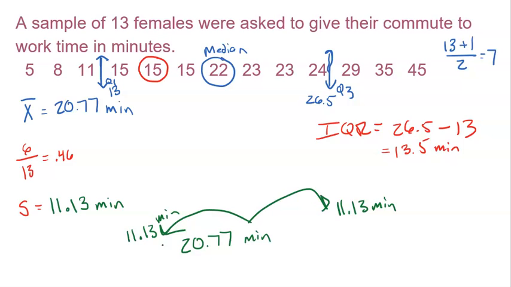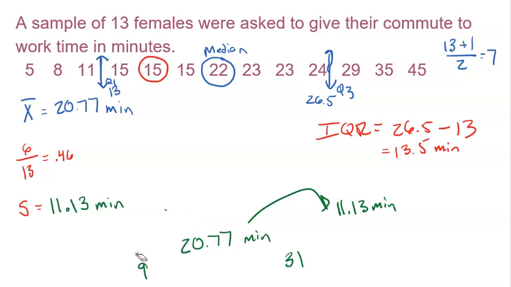So again, when you go up and down, I'm just going to round this to make it a little bit easier in my head, but 20 minus 11 is 9. 20 plus 11 is 31. That means that most people, a large majority of people, take anywhere from 9 to 31 minutes to get to work. Now, you'll notice there were a couple people that were a little bit lower, 5 and 8. There were a couple people that were a little bit higher, 35 and 45. But remember, the whole point of standard deviation is it's telling you where most data falls in relationship to the mean.